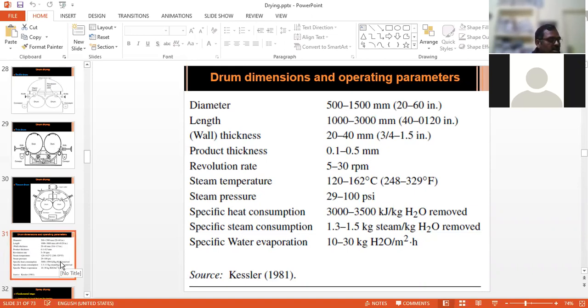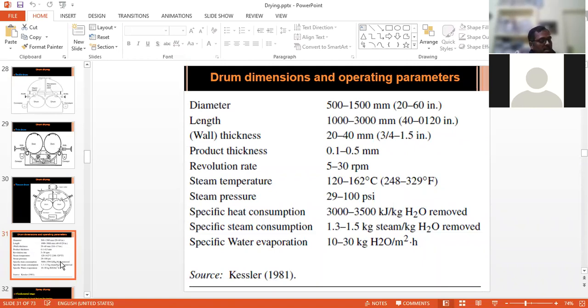And what are the disadvantages? The disadvantage is that we get milk powder with low solubility, but in the case of spray drying, we get higher solubility. By using drum drying, we can get only low solubility of the milk powder. Another disadvantage is that there is definitely a chance of cooked flavor. Cooked flavor may appear in the case of drum drying, but we can overcome this defect with spray drying.